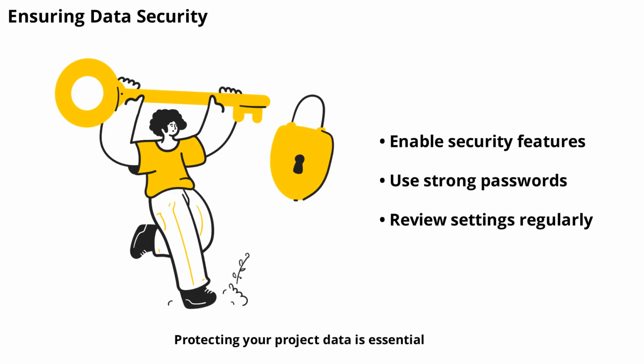Protecting your project data is essential. ATS platforms typically include security features like user authentication, data encryption, and access controls. Make sure to enable these features and use strong passwords. Regularly review your security settings and update them as needed. Keeping your data secure builds trust with your team and stakeholders and ensures compliance with relevant regulations.